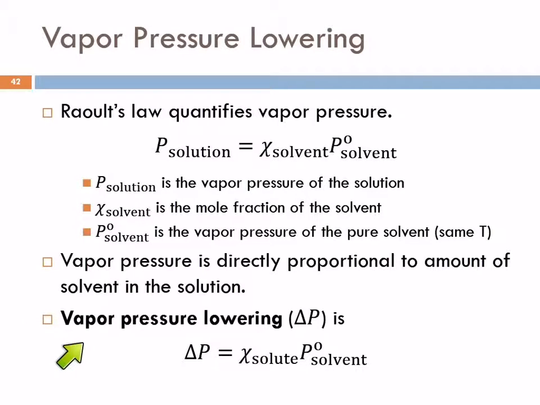Your book goes through this derivation. We can look at the vapor pressure lowering, delta P. We can derive it from this statement up here. Delta P is going to be the mole fraction of the solute times the vapor pressure of the pure solvent. So the more solute you have, the larger the change in the vapor pressure.